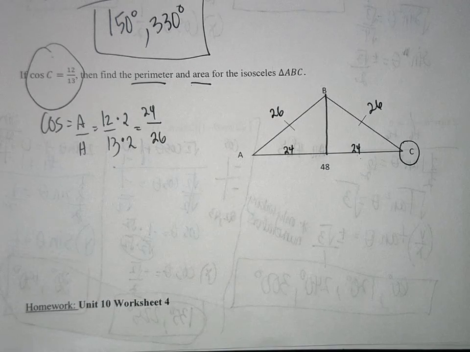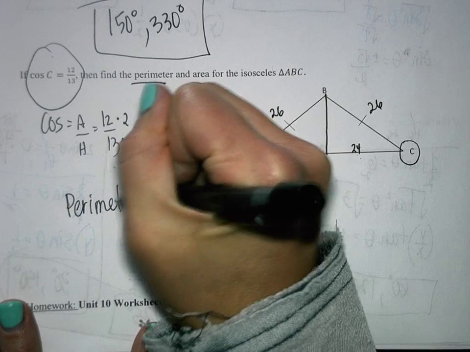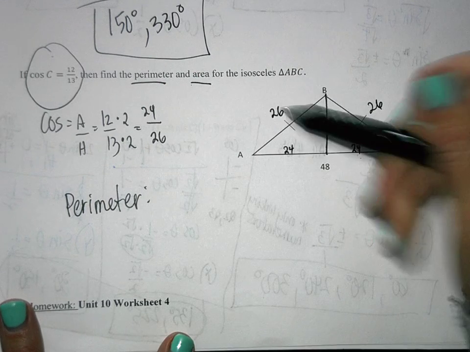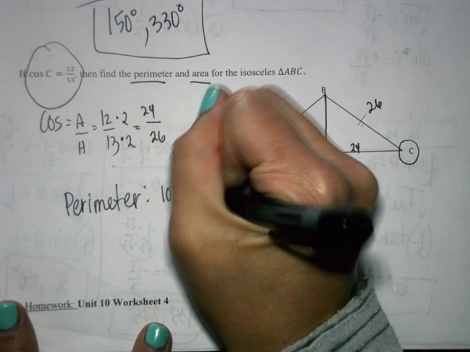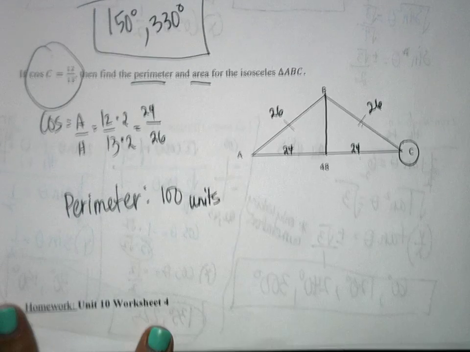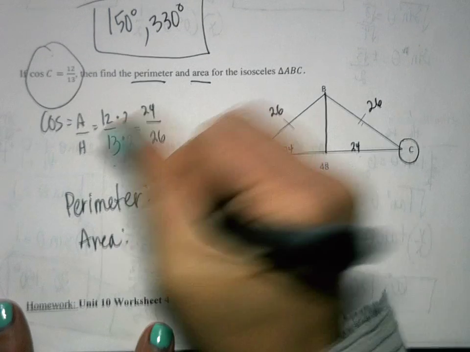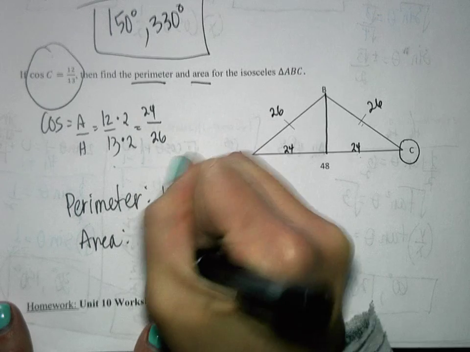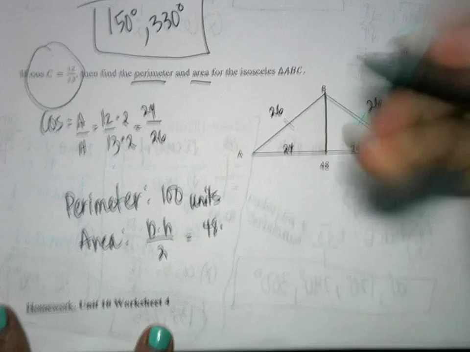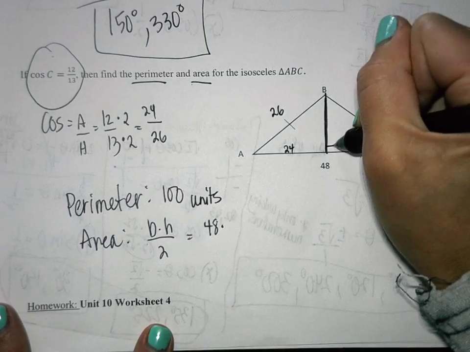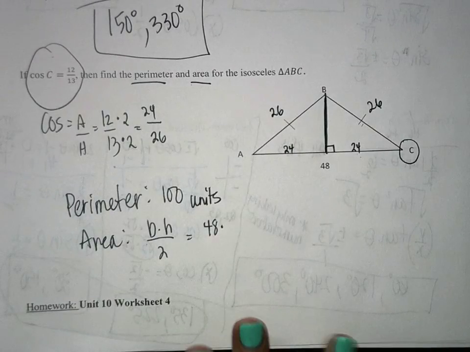So for perimeter, all we do is add all the sides. If you add 26 plus 26 plus 24 plus 24, add those all together, and you should get 100 units for the perimeter. Awesome. Okay, area. Area is base times height divided by 2. Well, my base I already have, which is 48, times my height, and this is your height. Your height always makes a 90-degree angle. I do not know what my height is. What will I do to find my height? Hopefully you said use the Pythagorean theorem.